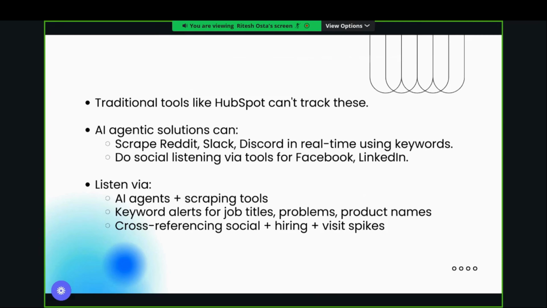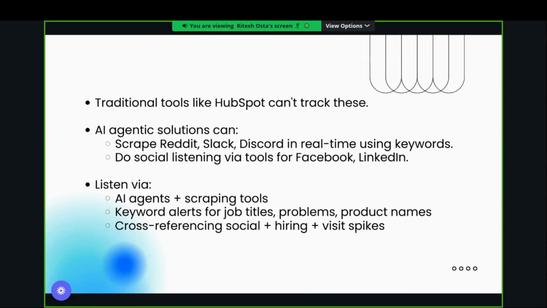Nowadays, we can build AI agents that can scrape Reddit, Slack, Discord in real time using keywords. We can do social listening for Facebook and LinkedIn. And you can actually use AI agents and scraping tools together to scrape the channels which are not very easy to track, like Reddit. You can scrape it. Earlier, I remember we used to do it manually. It takes a lot of time. Even job boards, for example, earlier we used to manually scrape the job boards, LinkedIn and Indeed and other things, finding all the information, putting it into a spreadsheet and all of that. All of that can be done using AI agents.